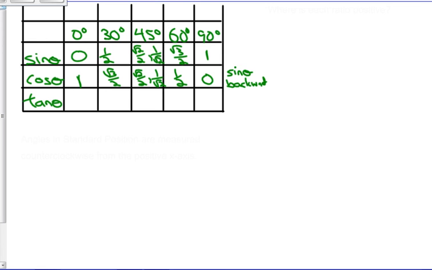Finally, we have the tangent row, sine over cosine. That's all we do here. For 0 degrees, it'll be 0 divided by 1. This 0 divided by this 1 gives us 0. 1/2 divided by root 3 over 2 gives us either root 3 over 3, or you could write it as 1 over root 3. For 45, anything divided by itself is just 1. 60 is going to be root 3. And for 90, 1 divided by 0 is undefined.